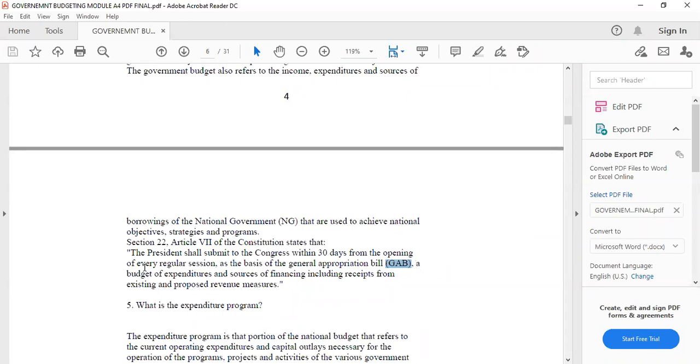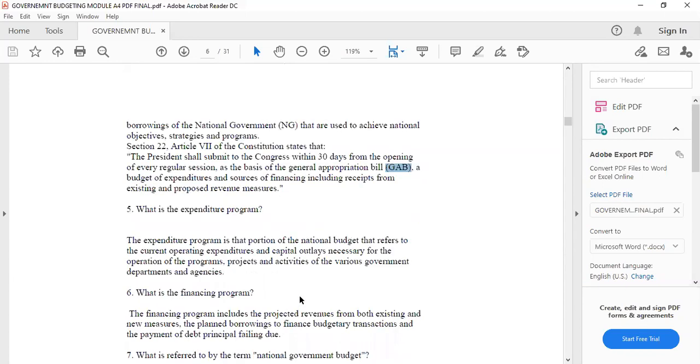A budget of the expenditures and sources of financing, including receipts from existing and proposed revenue measures. So this is going to propose where to get the money to fund the expenditures. What is the expenditure program?